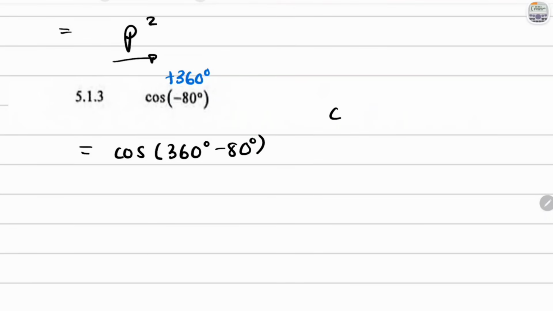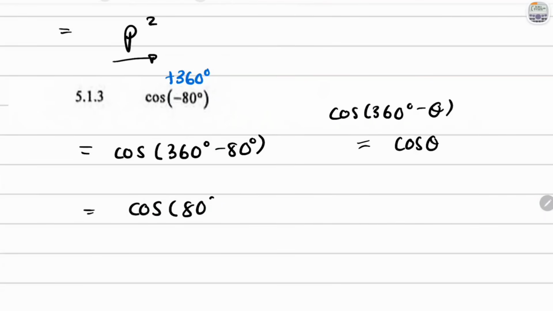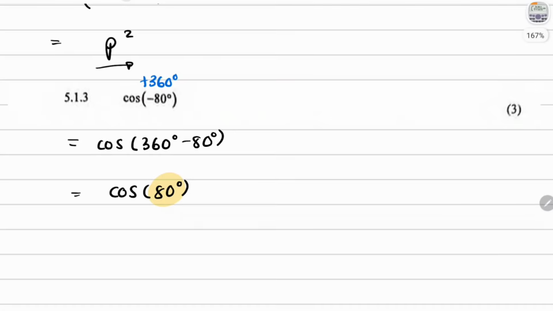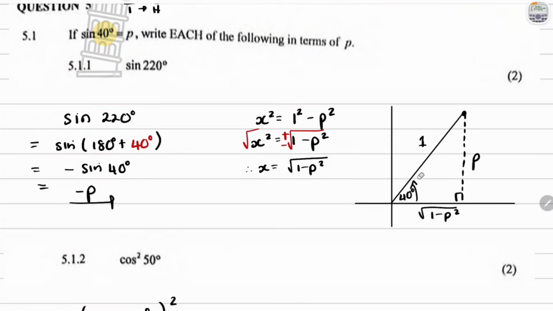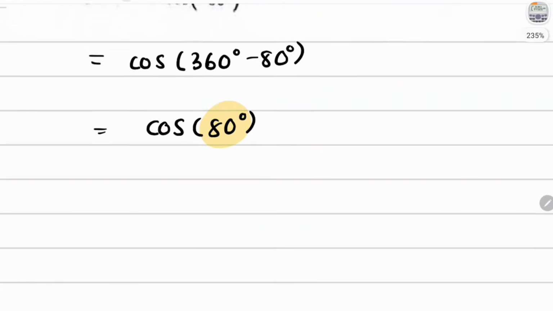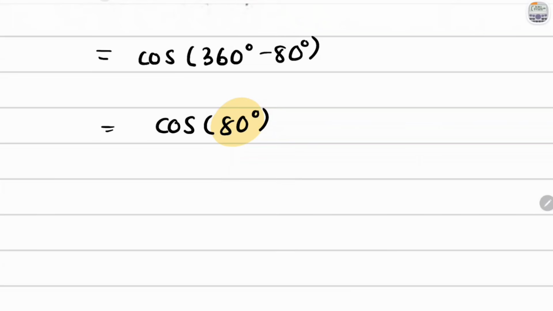Just like you would reduce cos of 360 minus theta, this will be reduced to positive cos theta. Since this is in the cos quadrant, this would also be reduced to positive cos 80 degrees. Remember how I said that all the angles that you have, you should always relate to 40 degrees because our reference angle is 40 degrees. So how do we relate 80 degrees to 40 degrees? Well, 80 degrees is double of 40. So it means that they're using double angles here. So we can change this to cos of 2 times 40 degrees.